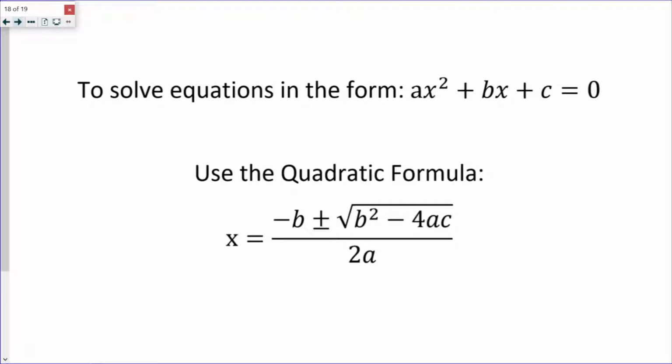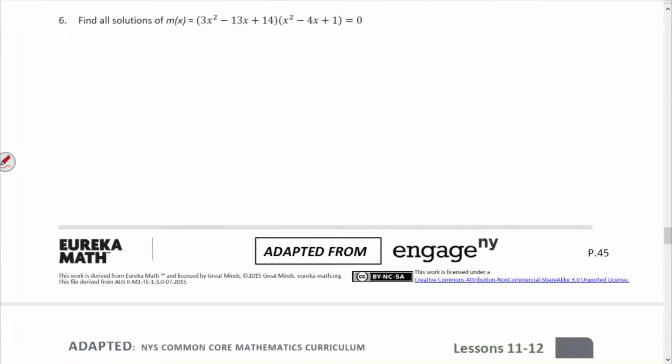That is the easiest way to solve equations in the form ax squared plus bx plus c equals 0 that are not factorable. Let's see one example where we use this to solve an equation. In this problem, we want to find all solutions of the function m of x equal to 3x squared minus 13x plus 14 times x squared minus 4x plus 1. This is already partially factored for us.